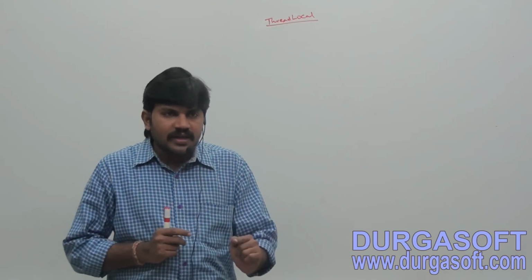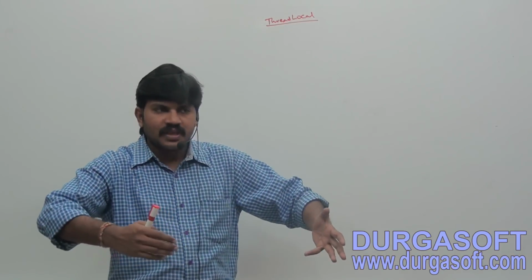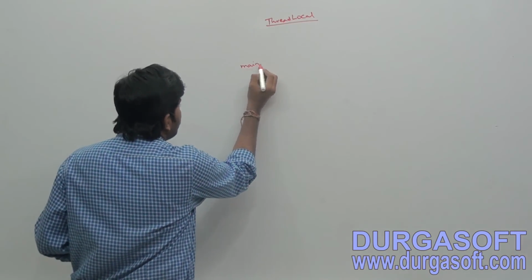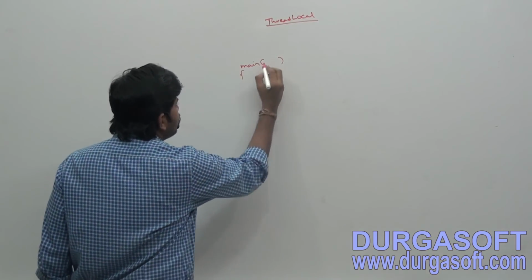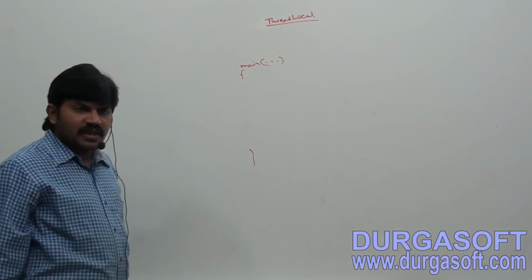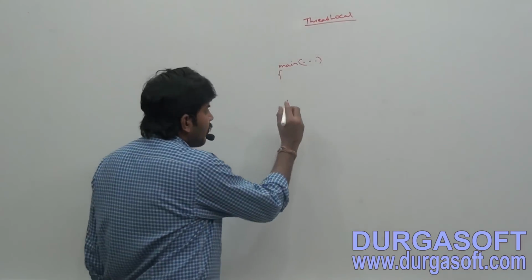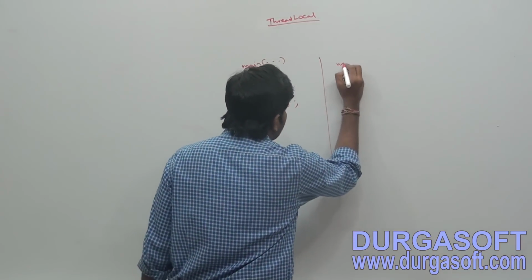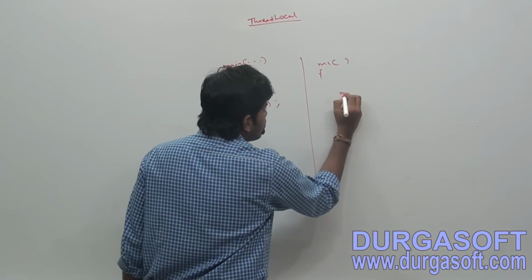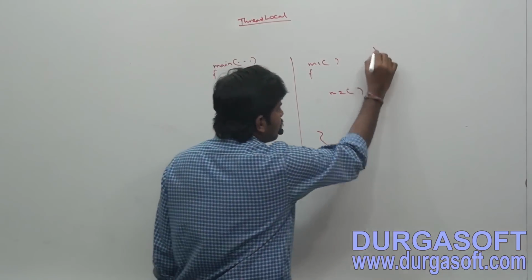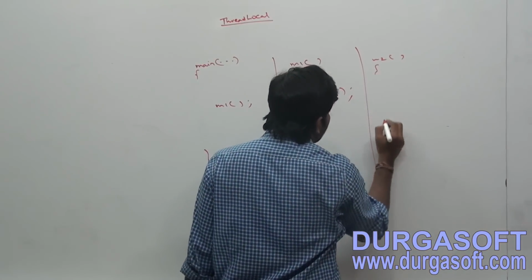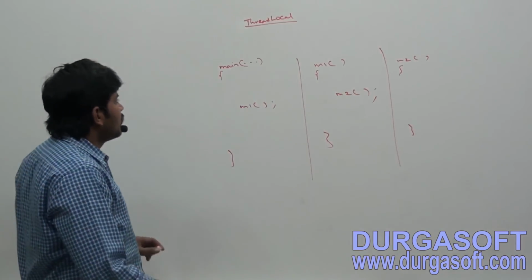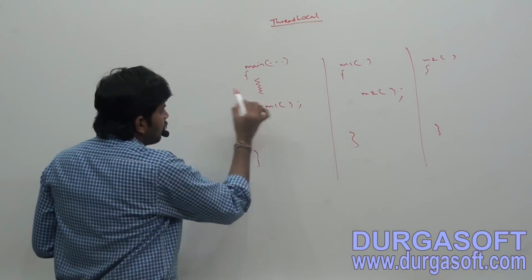Similarly, I have some data that is required for a thread. Here observe: the main method is executed by which thread? The main thread. The main thread calls M1, so the M1 method comes. Internally M1 calls M2, and M2 within that calls another method like this.